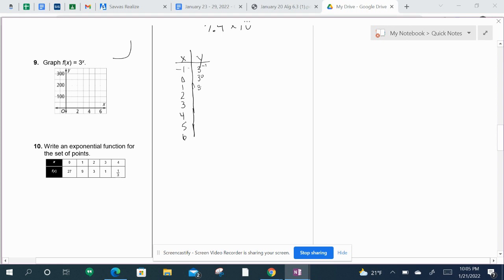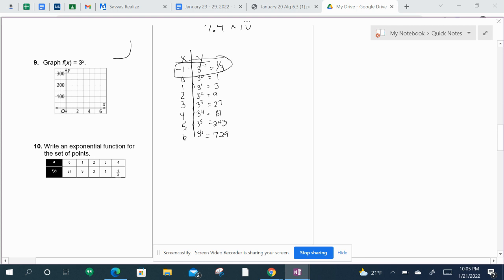So I'm going to have 3 to the negative first, 3 to the 0, 3 to the first, 3 to the second, 3 to the third, 3 to the fourth, 3 to the fifth, and 3 to the sixth. And using my calculator, I find out that I have 1/3, 1, 3, 9, 27, 81, 243, and then I would have 729, which is too large for my graph. So now I'm going to go plot these points.